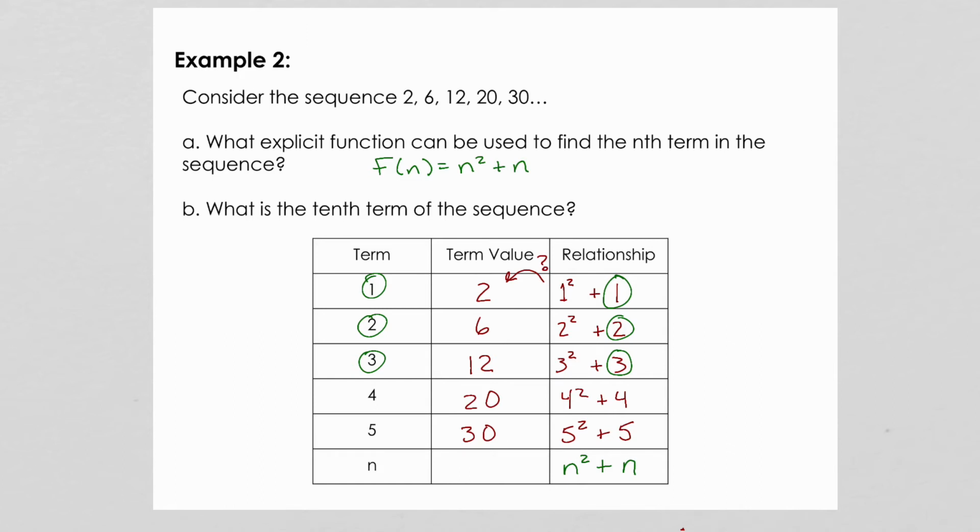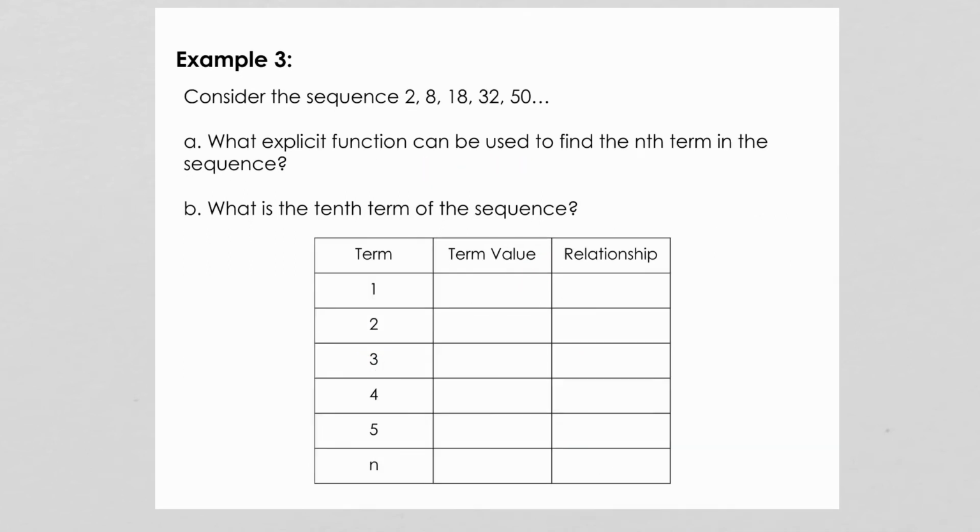But then it asks us, what is the 10th term of the sequence? Well, now we wrote our explicit function. Now it's easy to get the 10th term, right? We could follow the pattern. We've got the term down to the 5th term. We could keep going 6, 7, 8, 9, 10. But it would be a lot quicker if we just put the 10 into the function. F of 10 equals 10 squared plus 10, which is 110. So see how figuring out the explicit function helps us to find any term number that we need.